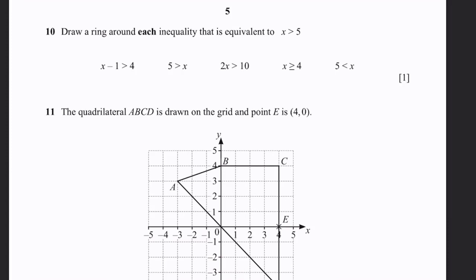Question 10. Draw a ring around each inequality that's equivalent to x greater than 5. x minus 1 greater than 4. Well, if we bring minus 1 to the other side, it'll be x greater than 4 plus 1, which is just 5. So this is one of those.